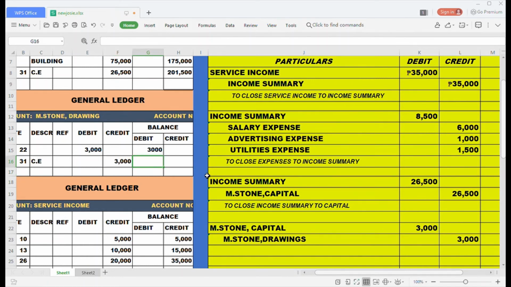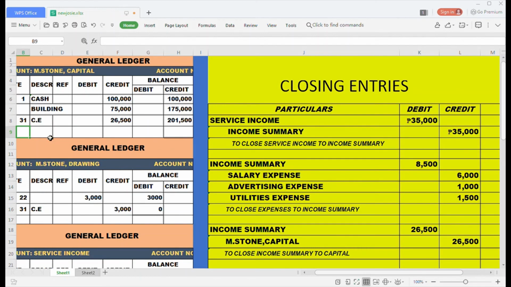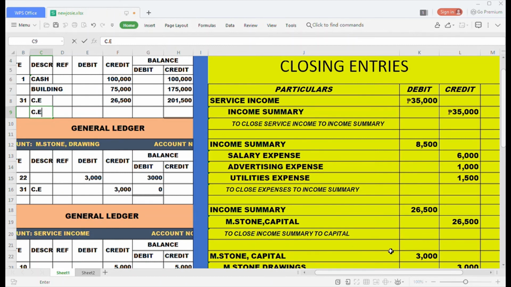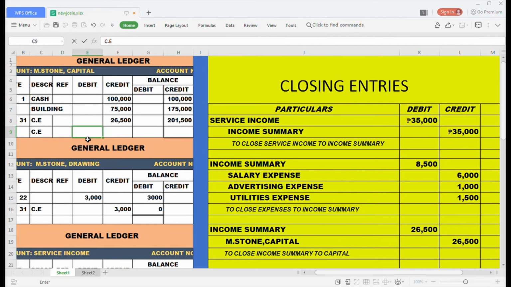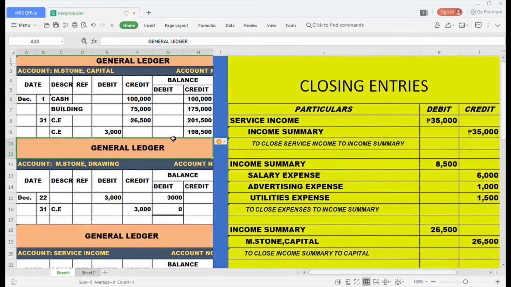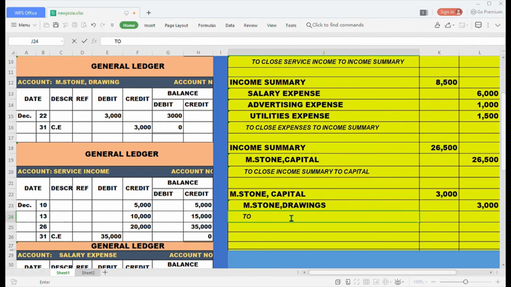So anong nangyayari guys? Zero na siya. So ibig sabihin, close na yung drawing natin na account. Okay. So still, we have here M-Stone Capital debit 3,000. So this is December 31 closing entries, and we have here debit 3,000. So 201,500 less 3,000, 198,500. To close drawings to capital.